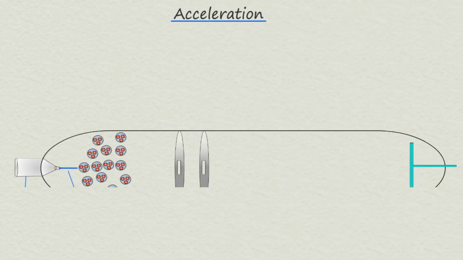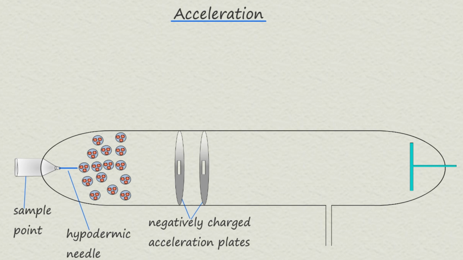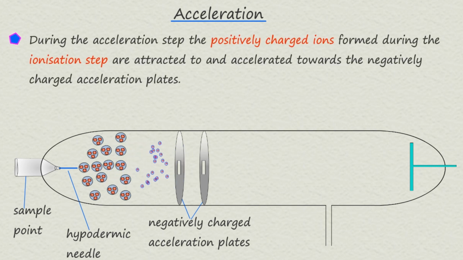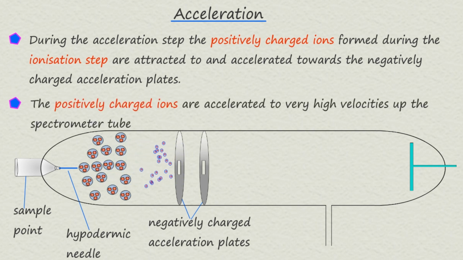The next step in time-of-flight mass spectroscopy is the acceleration step. Here, the positively charged ions created during the ionisation step are attracted to and accelerated towards negatively charged acceleration plates. That is, the electrical field created by the acceleration plates will act like a launch pad for the ions and accelerate them to high velocities.